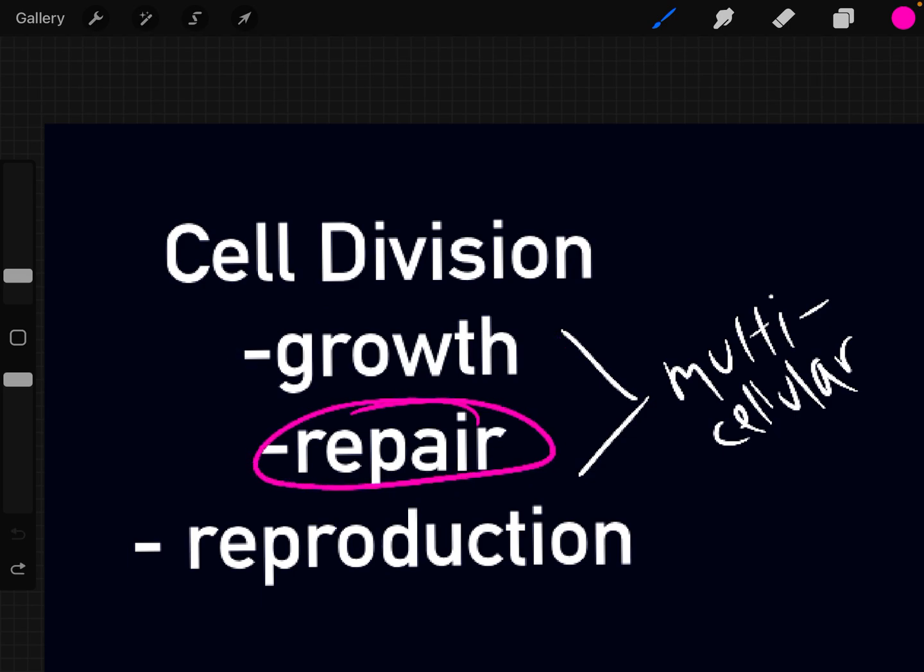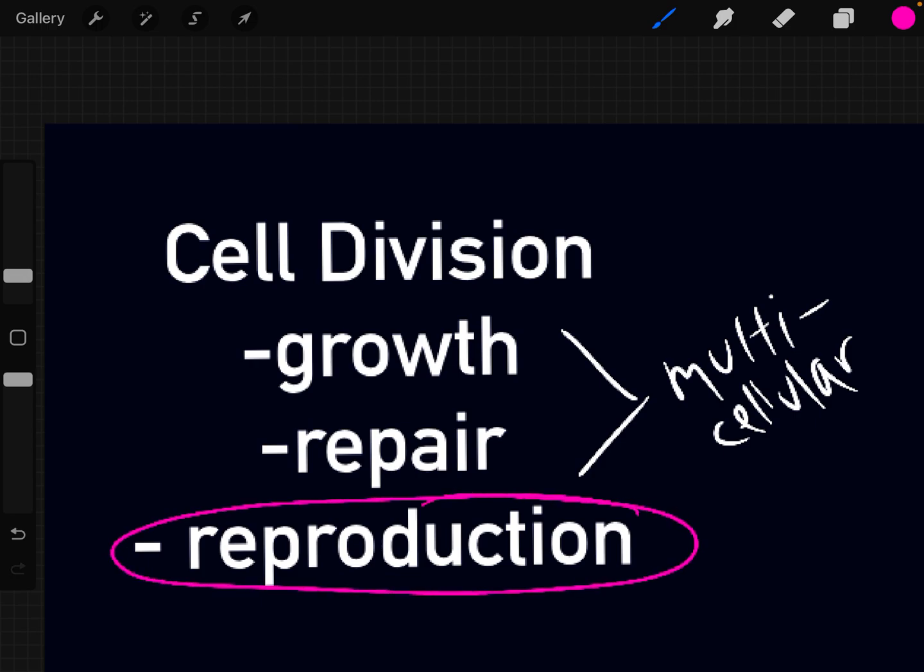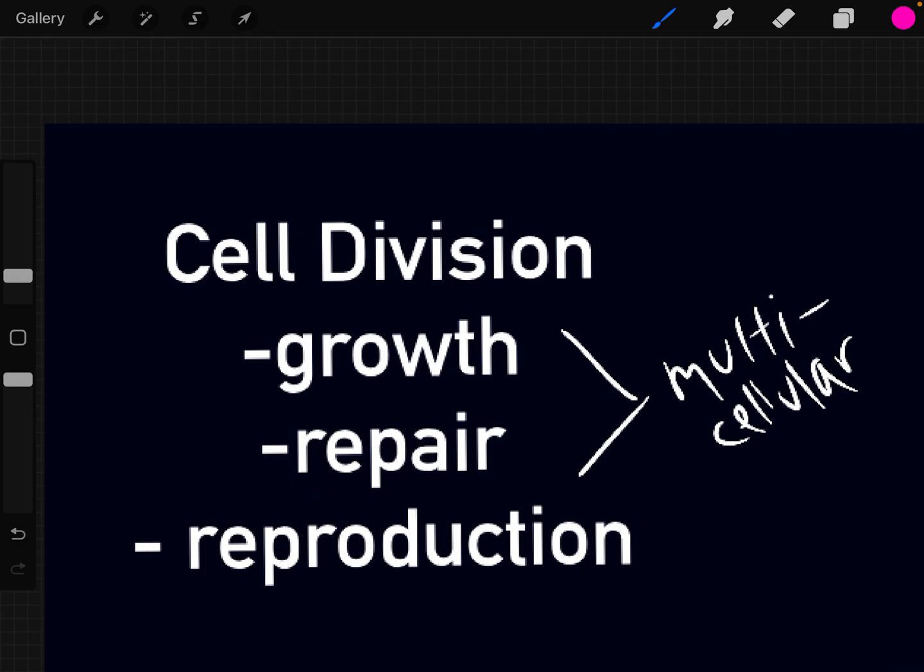We also need cell division to repair. Let's say you get a cut on your hand, like a paper cut. Obviously, it's not going to be there forever. The skin cells in your hand are going to receive a signal to divide and repair that paper cut. And in unicellular organisms and in multicellular organisms, we use cell division for reproduction.